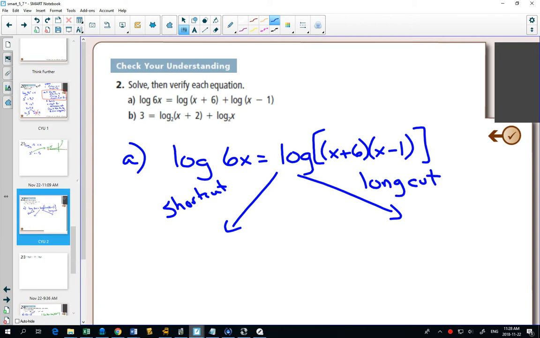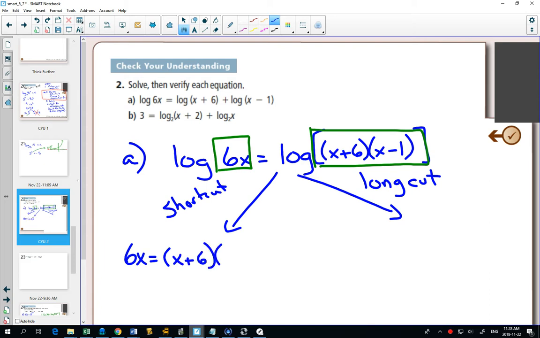Okay? The shortcut is using an idea that is just based on logic, saying that if I have log of something and it's equal to log of something, then those somethings have to be the same. And so I would get 6x is equal to x plus 6 times x plus 1. And now this is a quadratic equation. How do we solve a quadratic equation?